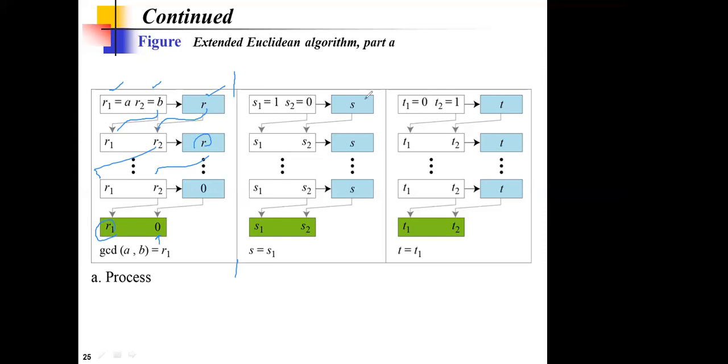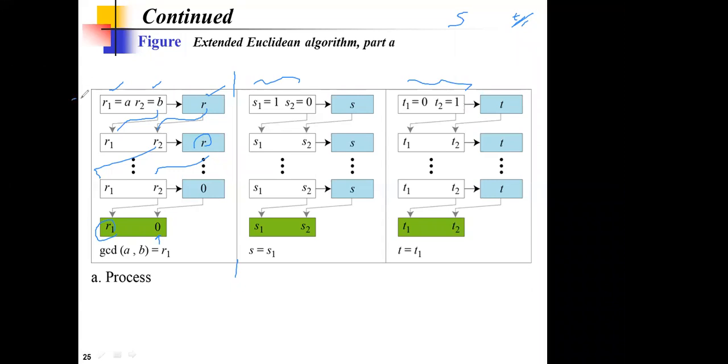S1 is equal to 1 and S2 is equal to 0. So this initialization I must do. I need S and T, two values. Instead of S, I'm writing S1, S2, and T1, T2, just like R1, R2. So I have to set S1 equal to 1, S2 equal to 0, T1 equal to 0, and T2 equal to 1.